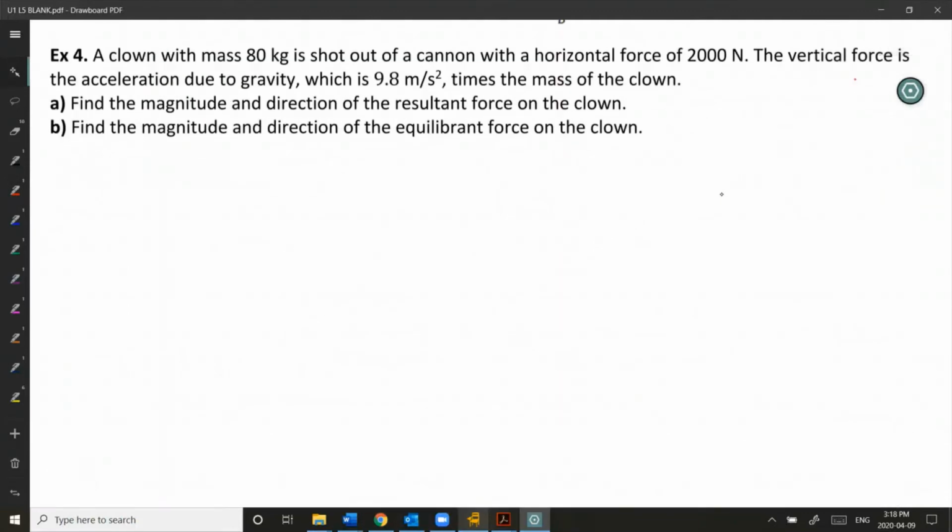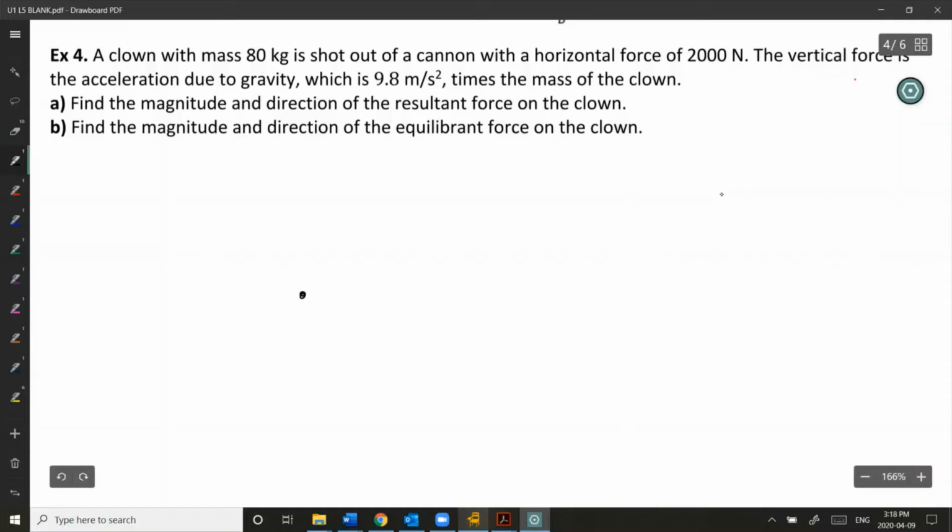Okay, so let's take a look at a simple example here. A clown with a mass of 80 kilograms is shot out of a cannon with a horizontal force of 2,000 newtons. The vertical force is the acceleration due to gravity, which is 9.8 meters per second squared, times the mass of the clown. We want the magnitude and direction of the resultant force, and the magnitude and direction of the equilibrant force on the clown.